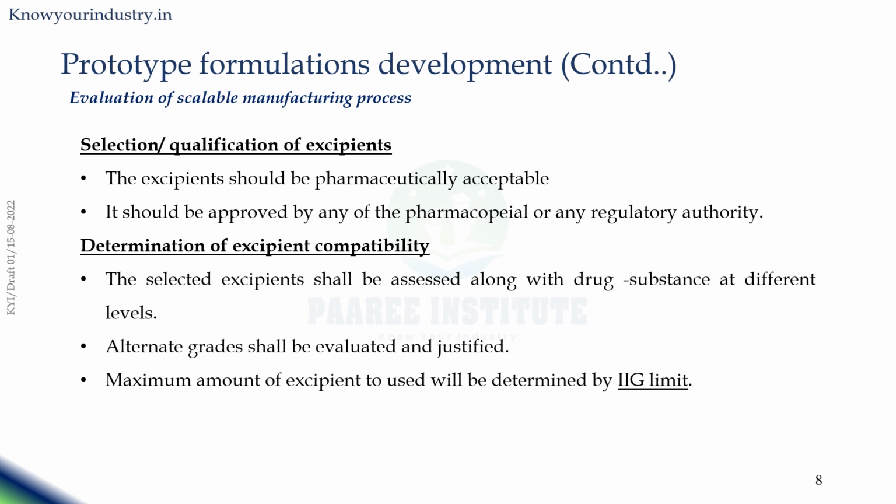We have discussed the selection or qualification of excipients in our previous modules, so I hope I don't have to discuss it in detail. The excipients should always be pharmaceutically acceptable and compatible, and they should have regulatory acceptance, because we have already indicated that they should be approved by GRAS or the inactive ingredients database. Alternate grades should also be studied for our drug product, and the necessary stability data has to be generated before we finalize our prototype formulations.